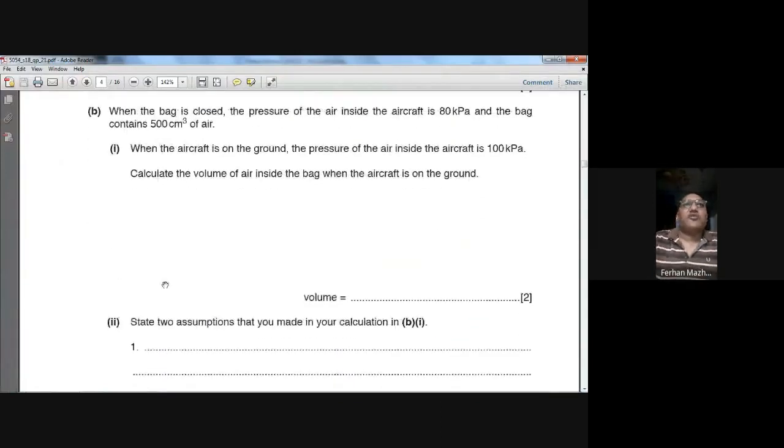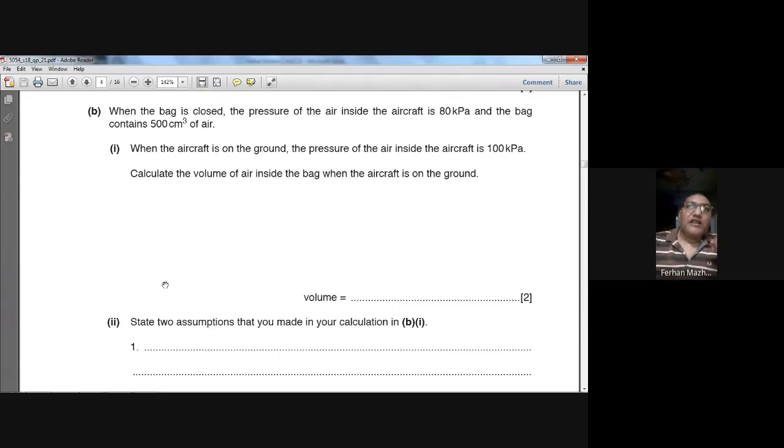Okay, B part is on your screen. When the bag is closed, the pressure of the air inside the aircraft is 80 kilopascal, and the bag contains 500 cubic centimeter of air. First part: when the aircraft is on the ground, the pressure of the air is 100 kilopascal. Calculate the volume of the air inside the bag when the aircraft is on the ground. You know, he's talking about the air, which is a gas, and he talks about pressure, volume, again pressure, and the volume. We can apply the formula P1 V1 equals P2 V2.